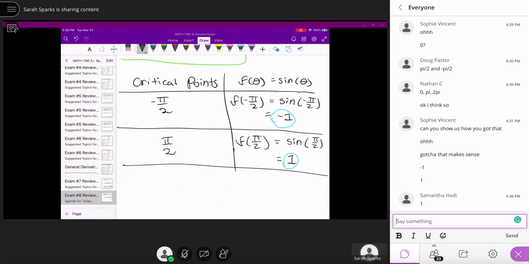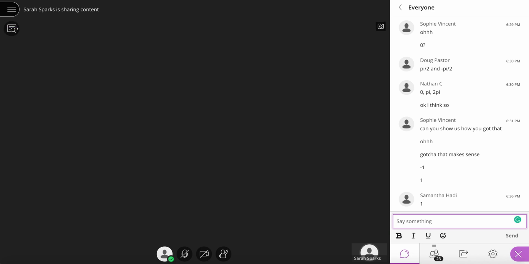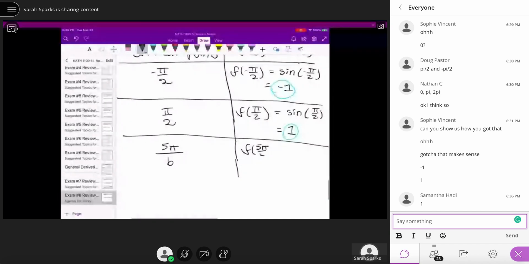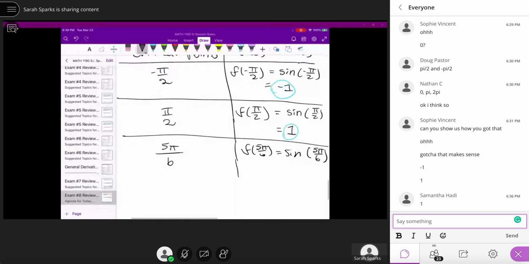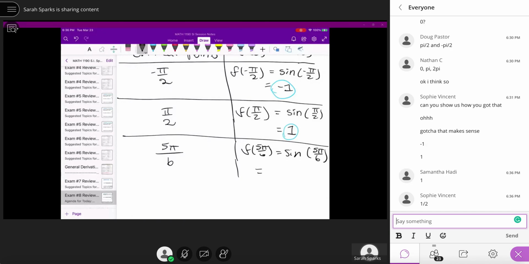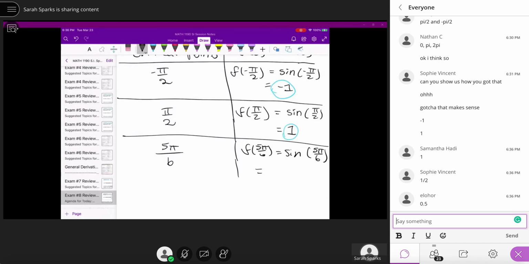Sorry. For 5 pi over 6, right? We have f of 5 pi over 6 is equal to sine 5 pi over 6. Well, do any of y'all remember the value of sine 5 pi over 6? Yeah, it's just 1/2. Exactly.